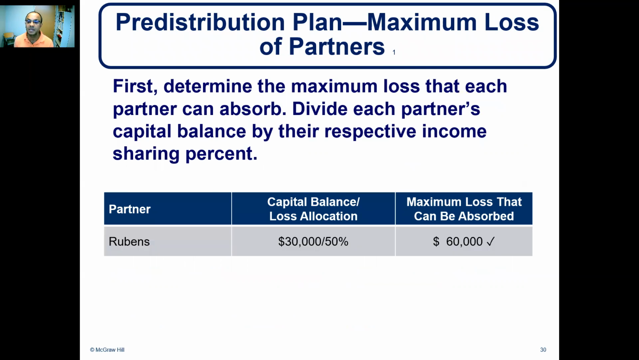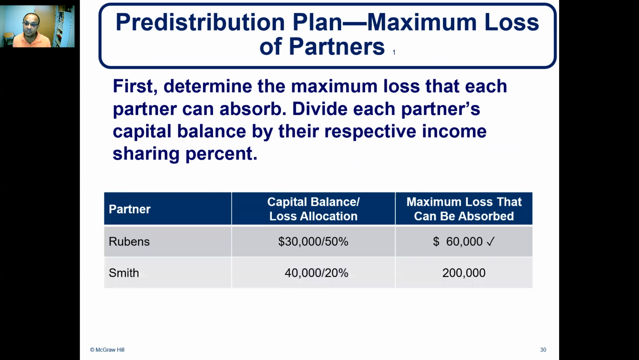So for example, let us take Robbins. His capital balance is 30,000. His income loss ratio, 50%. If we divide 30,000 by 50%, we get 60,000. What does it mean? If the company made a $60,000 loss, Robbins can take up to 50% of this loss, which will eat up all his capital, and his capital will become zero. So I calculated the maximum loss based on his income loss ratio and his capital balance.